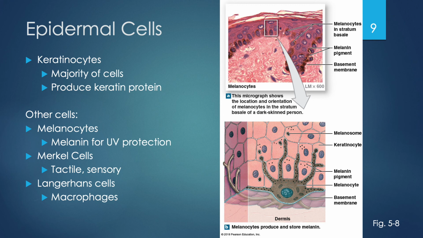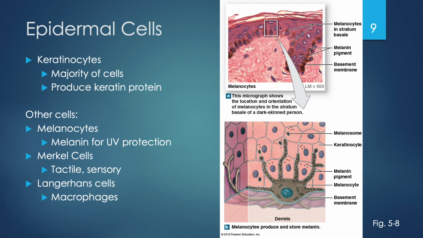Other cells that are present include melanocytes. So you'll see in the image to the right, which is figure 5-8 in your text, down at the bottom, the schematic shows you a large, almost octopus-like shaped melanocyte. And the melanocyte is producing melanin pigment to the surrounding keratinocytes and releasing it into vesicles called melanosomes. And so this is going to be an important part of protecting us against ultraviolet radiation.